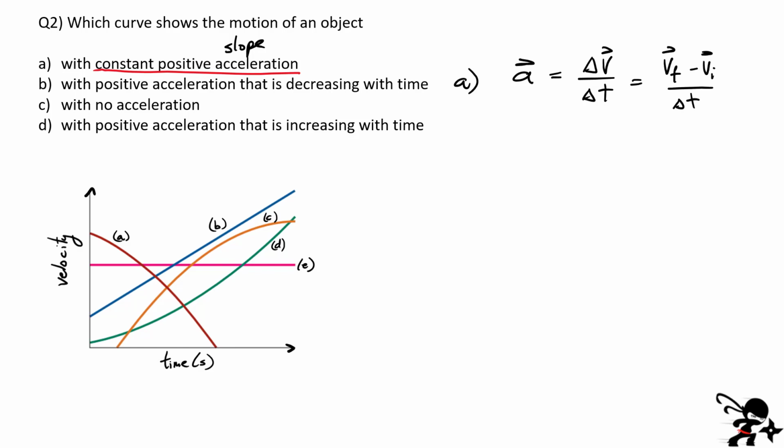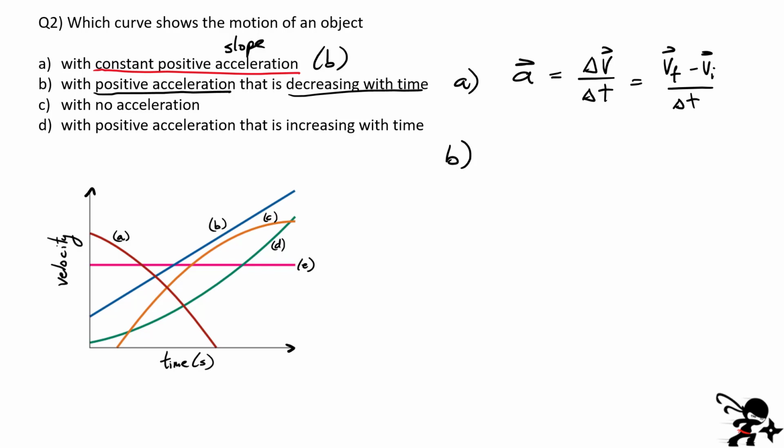So which curve has a constant positive slope? It has to be choice B. See, the blue line has a constant slope everywhere. Question B says, with a positive acceleration that is decreasing with time. Okay, so it's positive, but it's decreasing with time. So which curve here depicts that? Again, it has to be something that is curved, right? Because it's changing with time.